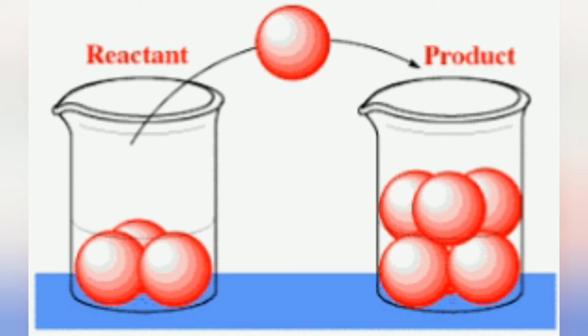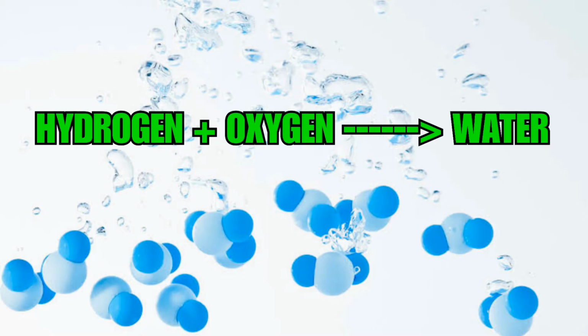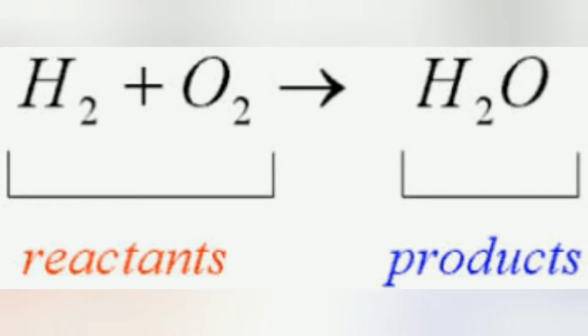The elements or compounds that are involved in the reaction are called reactants, and the new elements or compounds that are formed due to the reaction are called products. For example, hydrogen and oxygen react together to form water. A chemical reaction is represented as a chemical equation. In other terms, a chemical equation is the shorthand form of representing a chemical reaction using symbols and formulae.